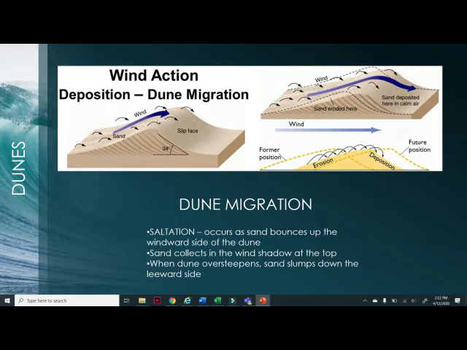This process, and I love this word, is called saltation. It's when sand is basically bouncing up the windward side of a dune, and it will collect up here at the top. But eventually this will get too steep. And by too steep, I mean 34 degrees, which is called the angle of repose. If it gets steeper than 34 degrees, the sand slides down. So it collects up here and eventually slides down, and when it slides, it is growing the dune in this direction.